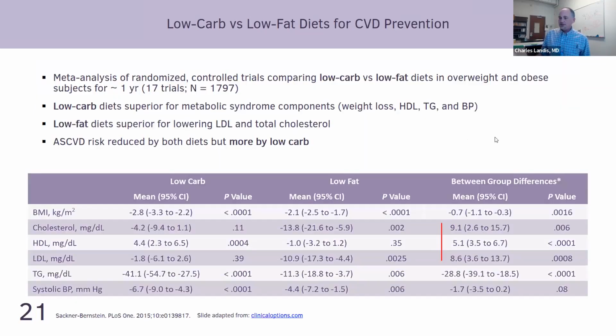Likewise, because as I mentioned, most people with fatty liver disease die of cardiovascular complications, I think there's reasons to maybe think about low carb versus low fat in that context. This is a meta-analysis of many studies comparing low carb versus low fat. And this is probably no surprise to the audience here, but low carb diets tend to be superior in metabolic syndrome components such as weight loss, HDL, triglycerides, and blood pressure, whereas low fat tends to do a little bit better lowering LDL and total cholesterol. I tailor this based on the patient and their particular situation.